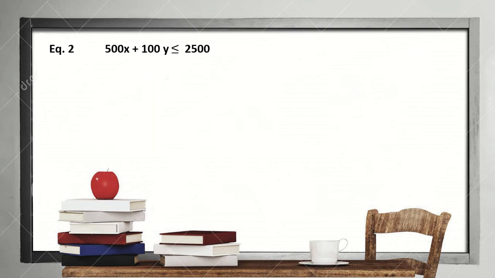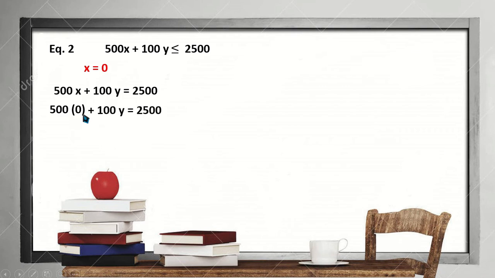Next naman is for equation 2. We have 500x plus 100y is less than or equal to 2,500. So, we have x is equal to 0. So, palitan natin ng 0 si x. So, we have 500 times 0 plus 100y is equal to 2,500. So, cancel na si 500 times 0. So, matitira is 100y is equal to 2,500. Okay, divide both sides natin by 100. So, we have y is equal to 25.